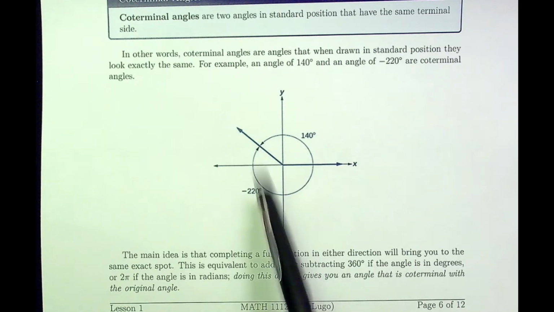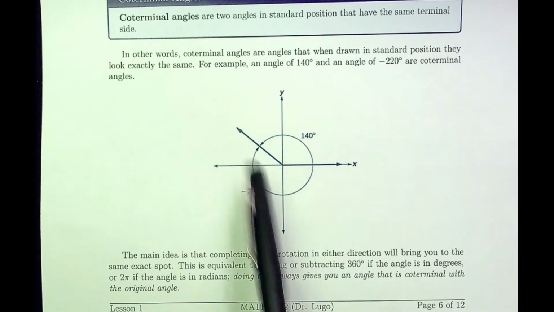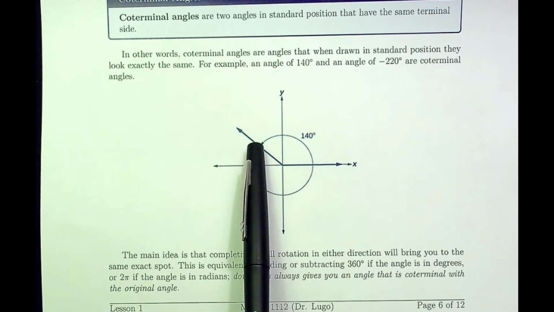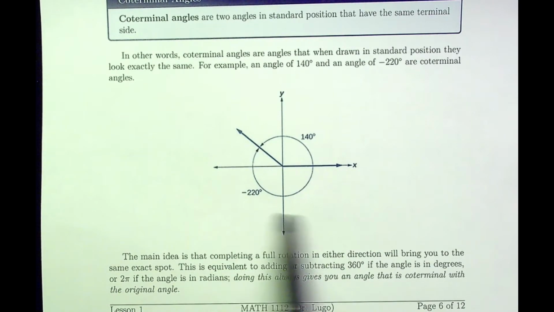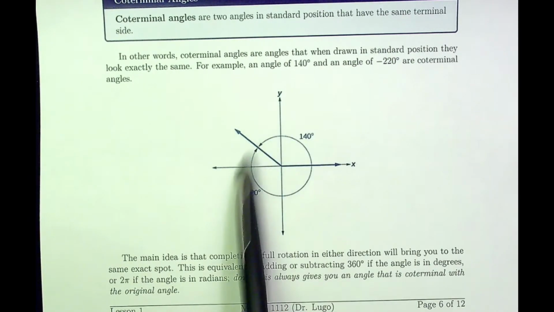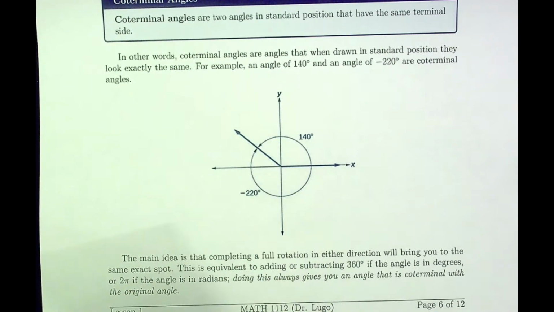Or you can think of it the other way around. If you have an angle that is negative 220, if you add 360, adding positive means you're going in the positive direction. So negative 220 plus 360 is 140. So adding or subtracting 360 is going to give you another angle that is coterminal. And remember, coterminal means the picture is the same.